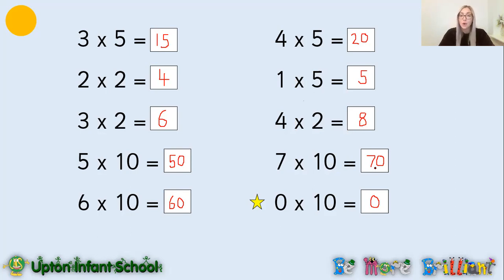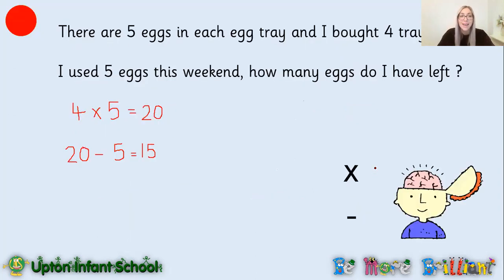And then my star question, if you had a go at this one, 0 times 10. 0 lots of 10. Not 1 lot, 0. That means our answer must be 0. There's no lots of 10. Perfect.